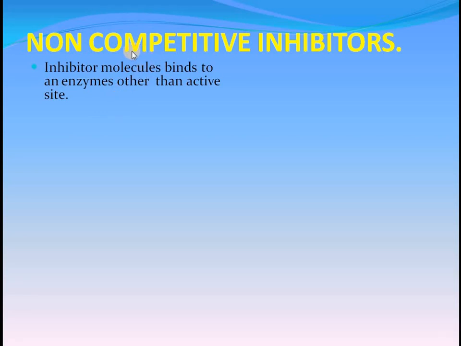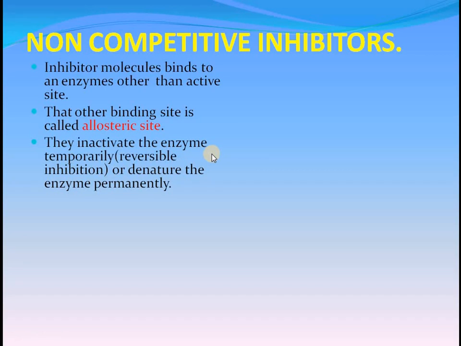आपने देखा होगा कि competitive inhibitors में क्या करता है कि वो active site को cover कर लेता है. But in this it will bind other position. The other binding site is called allosteric site. They inactivate the enzyme temporarily, means reversible inhibition, or denature the enzymes permanently.